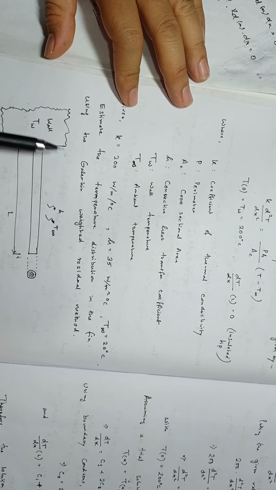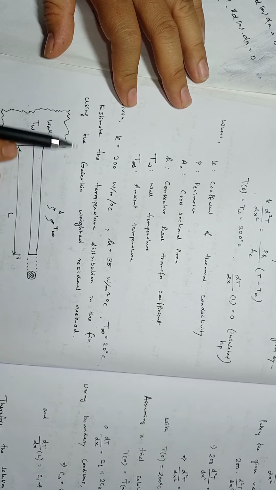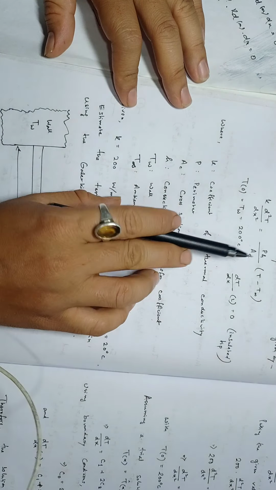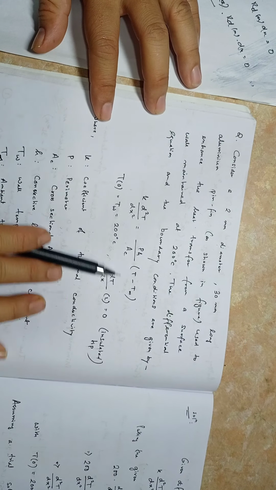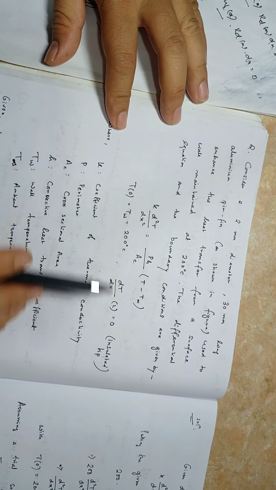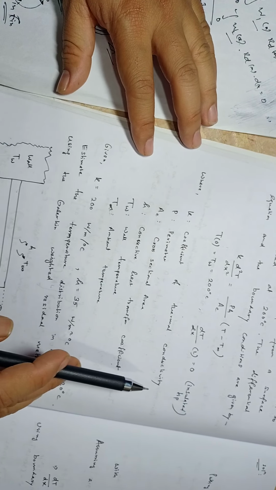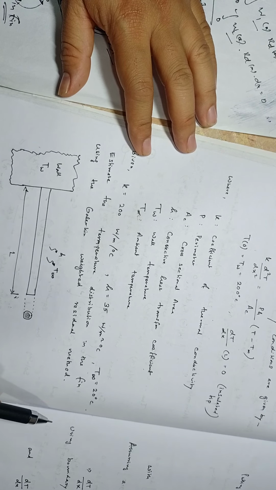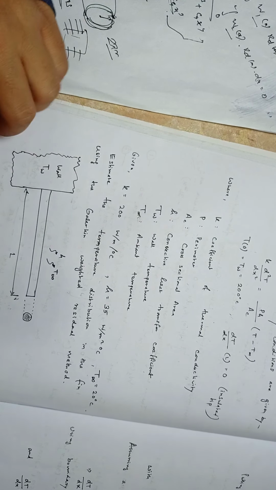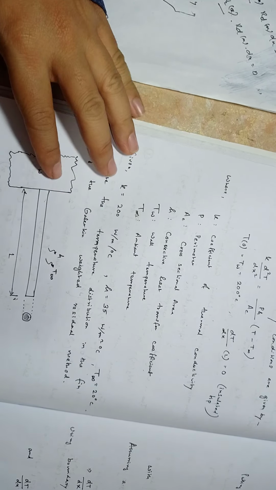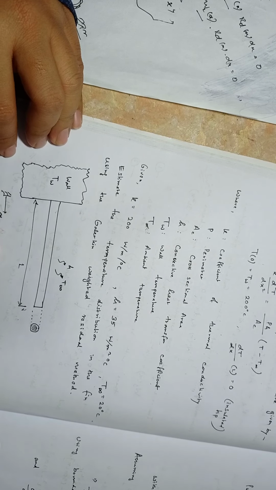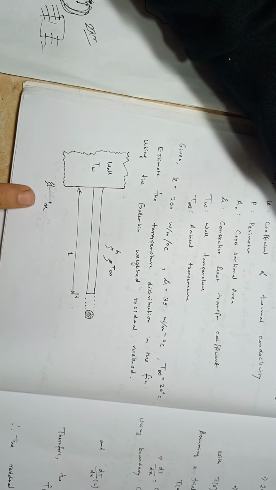So what you have to do is estimate the temperature distribution in the fin using the Galerkin weighted residual method. The equation is given, and two boundary conditions are given. This is a unidirectional problem, so x is not shown here, but x will be in this direction.